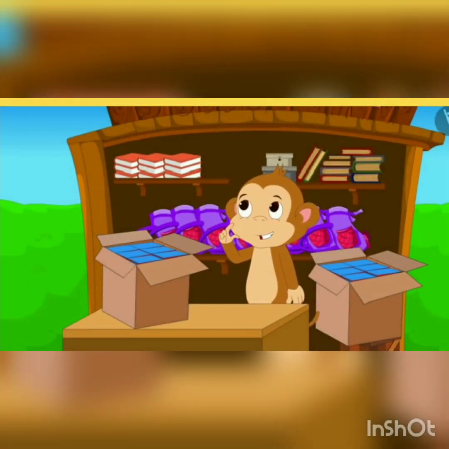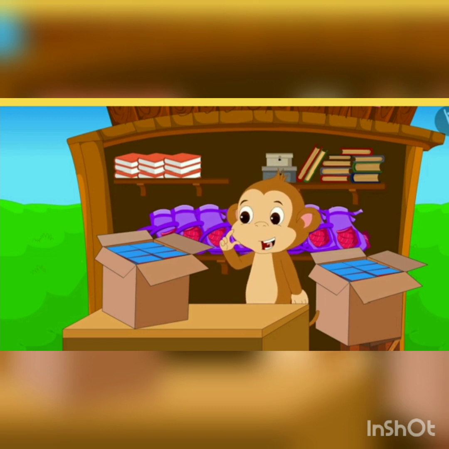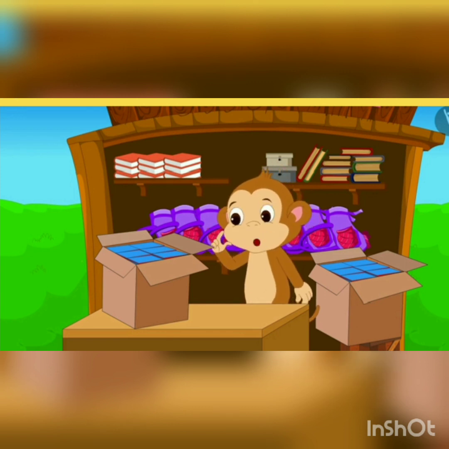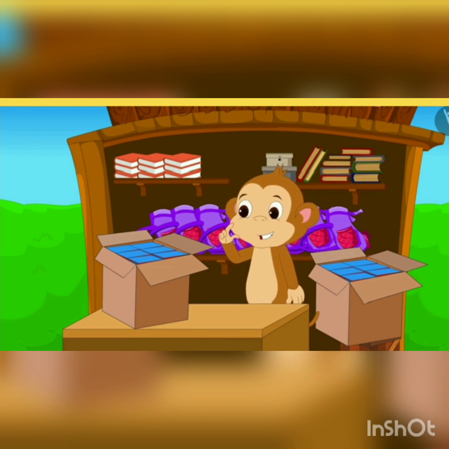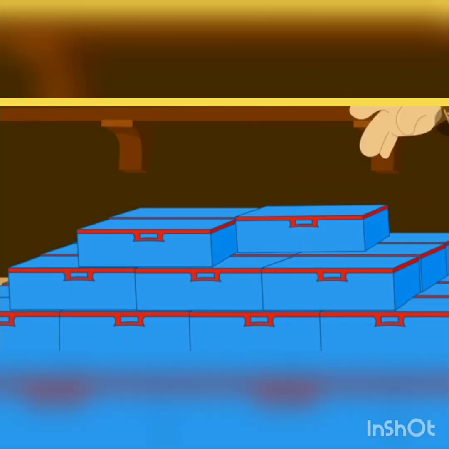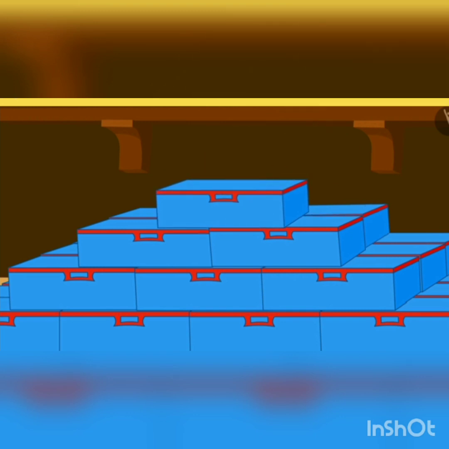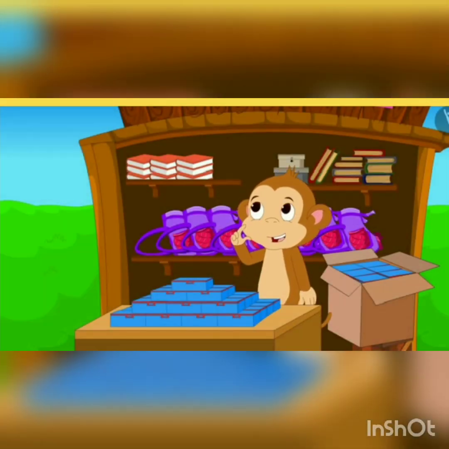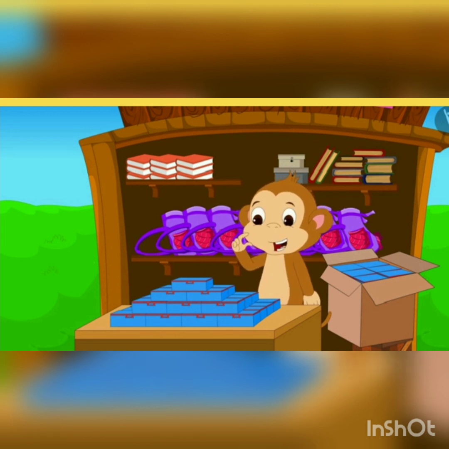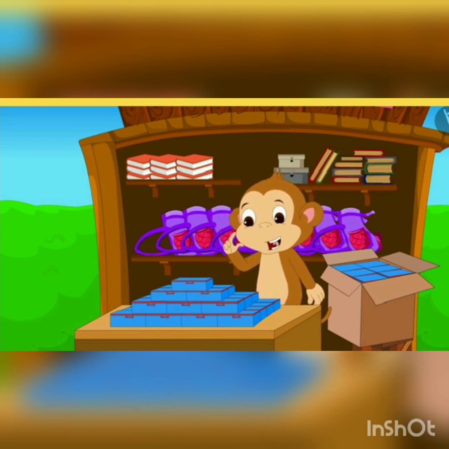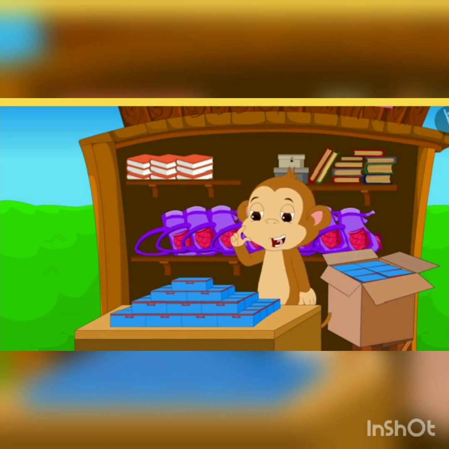If I make beautiful shapes using these compass boxes and keep them in my shop, then I will attract people and the sales will also increase. Thinking about that idea, Babban first made a shape like this by using those compass boxes. But what will be the total volume of all the compass boxes that come in this shape?